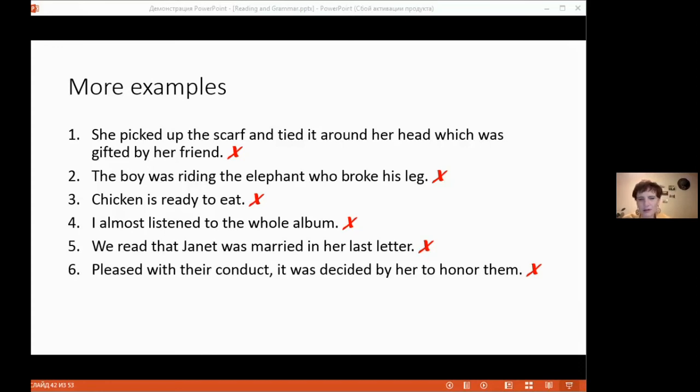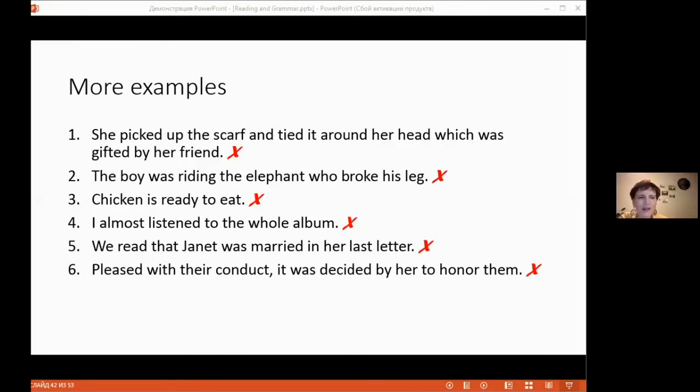Now the boy. This is the same kind of problem. Again, a relative clause, and it's not clear what is the subject of it. So, of course, it was the boy who broke his leg, and he was riding the elephant. The boy who broke his leg was riding the elephant. All right. Number three, what about the chicken? Be eaten. Exactly. Yes, the chicken is ready to be eaten.